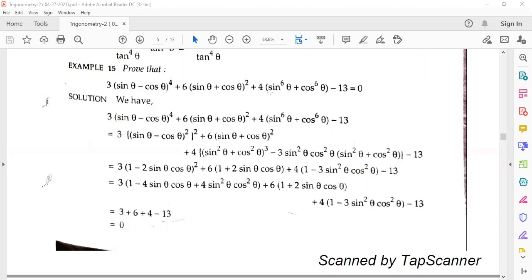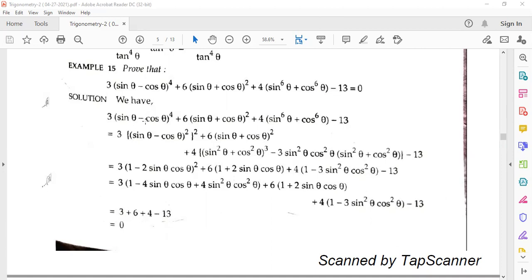So all those sin cos terms will be cut down, and we know the formula sin square theta plus cos square theta is 1. Where it is possible, we write sin square theta plus cos square theta as 1. Where it is not possible, we have to find another procedure. So we are starting from the left side. Left hand side is written here.